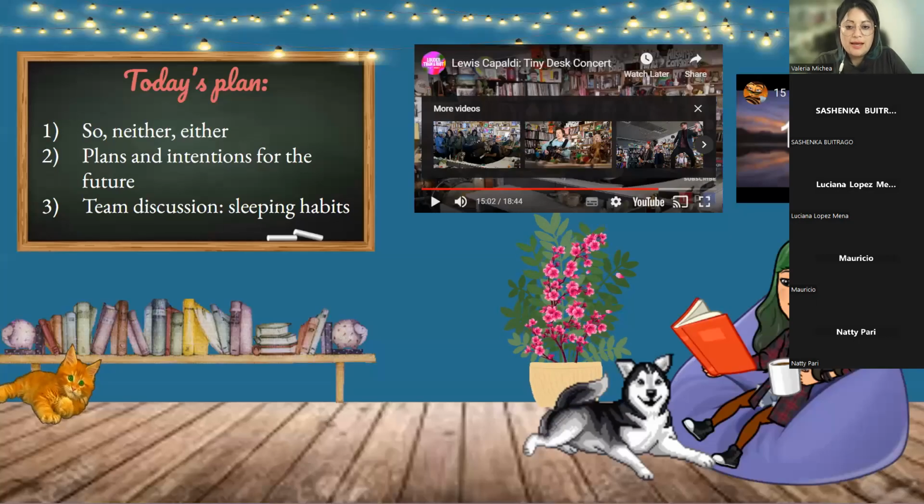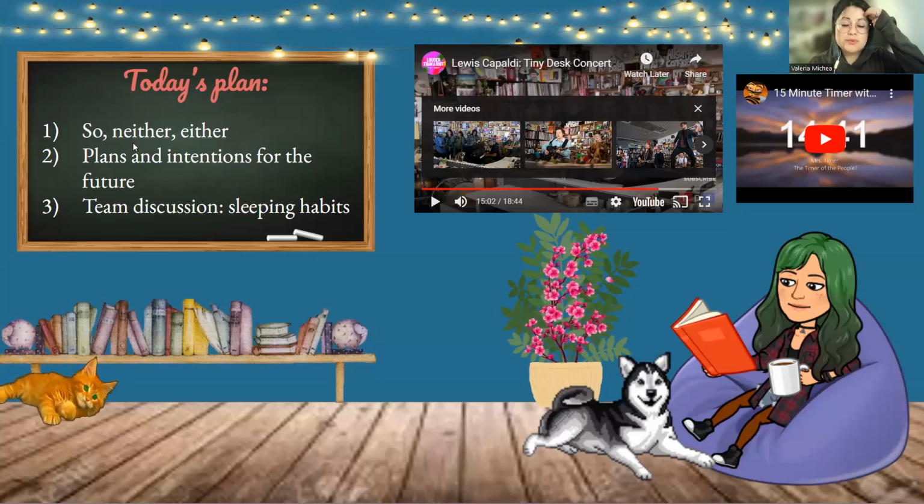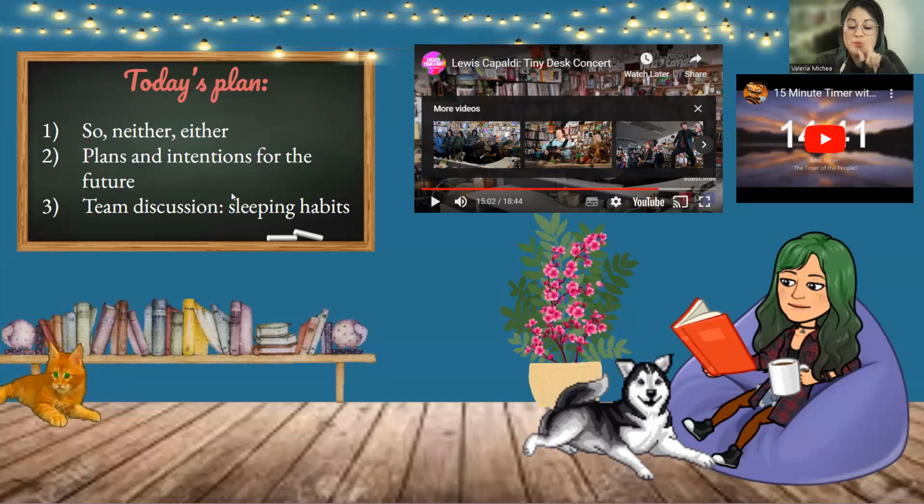Here it is. And as you can see, today we have the same plan as last class, because we actually covered so, neither, either, and too, but today we are going to practice them a little further. I'm hoping that in the second part of the class we move to the third lesson of Unit 5, and we'll probably have time for a team discussion about sleeping habits. But first things first, we are going to work on so, neither, and either.